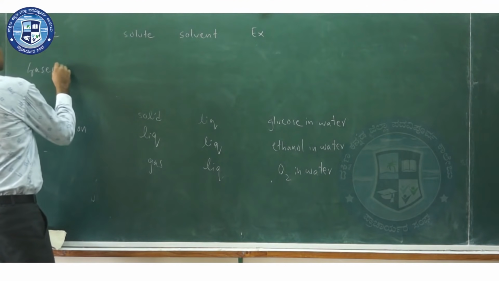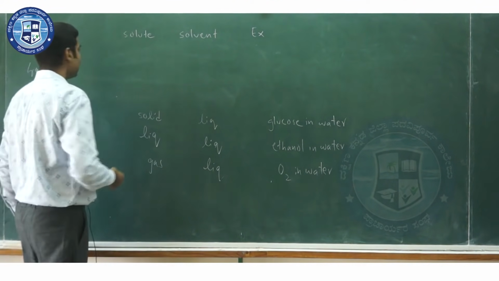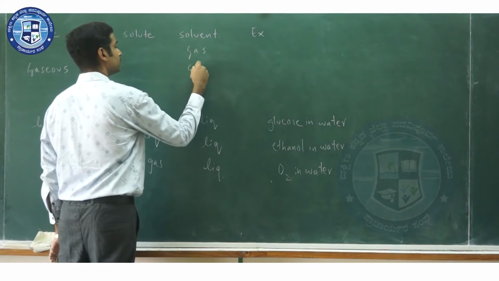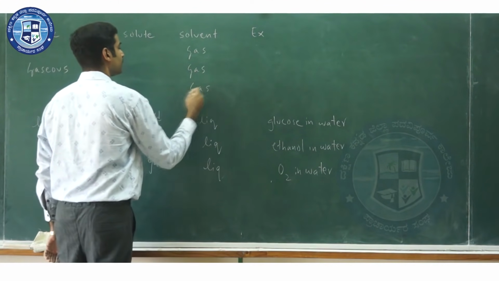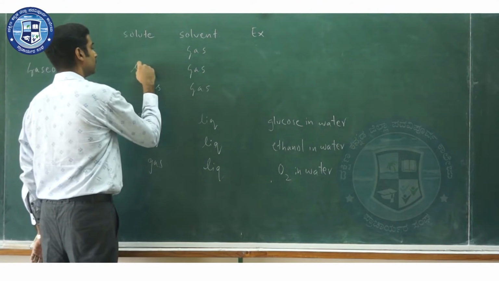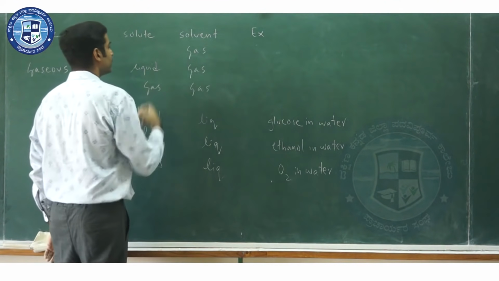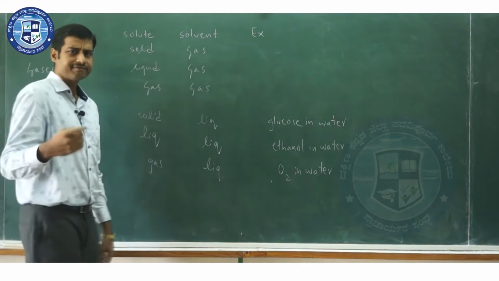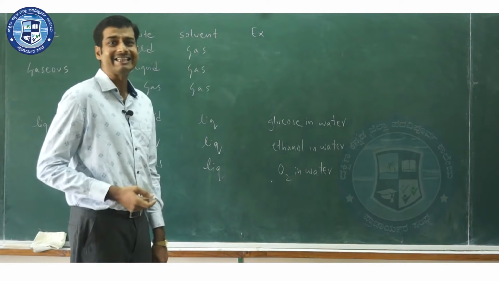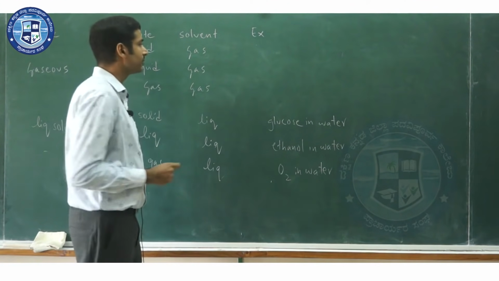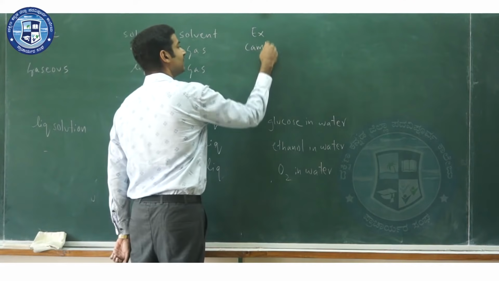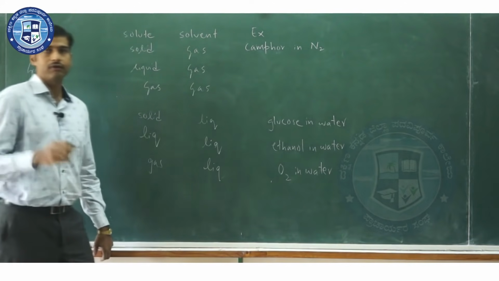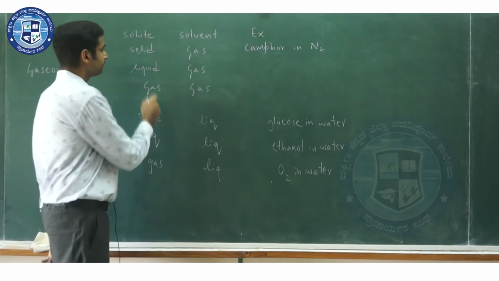The third category now is the gaseous solution. The type is gaseous solution. So what do you have in a gaseous solution? The solvent will be a gas. So I have three categories once again. I might have a gas dissolved in a gas, a liquid dissolved in a gas, or a solid dissolved in a gas. Camphor is a solid which sublimes very easily. It undergoes sublimation directly into the vapor phase. Hence, if you have camphor in dinitrogen, an inert gas, it will form a gaseous solution.